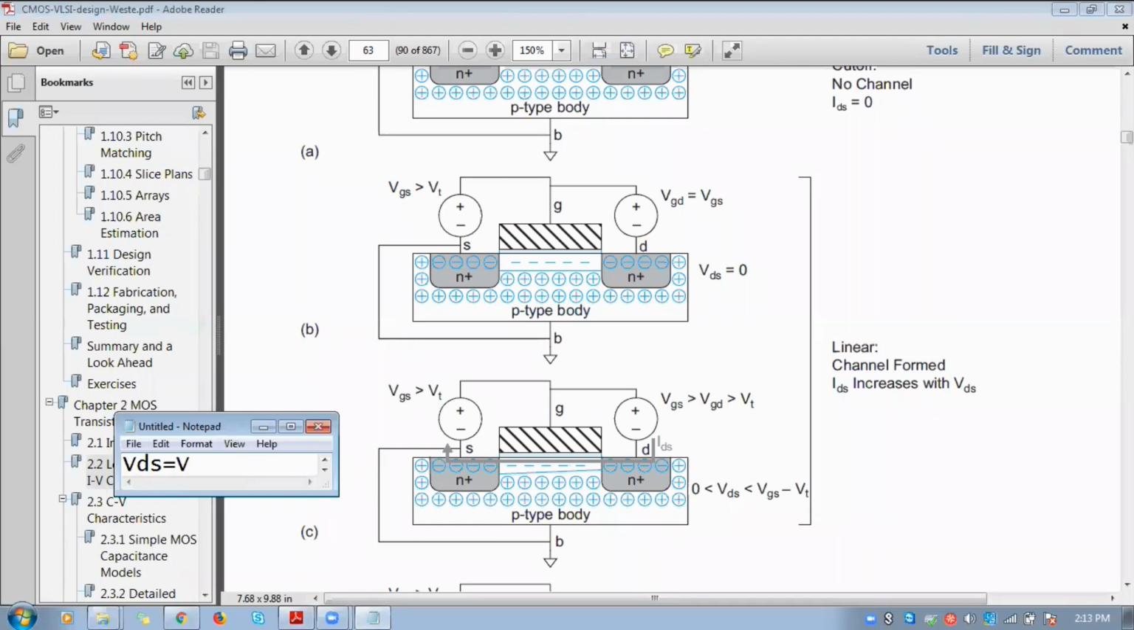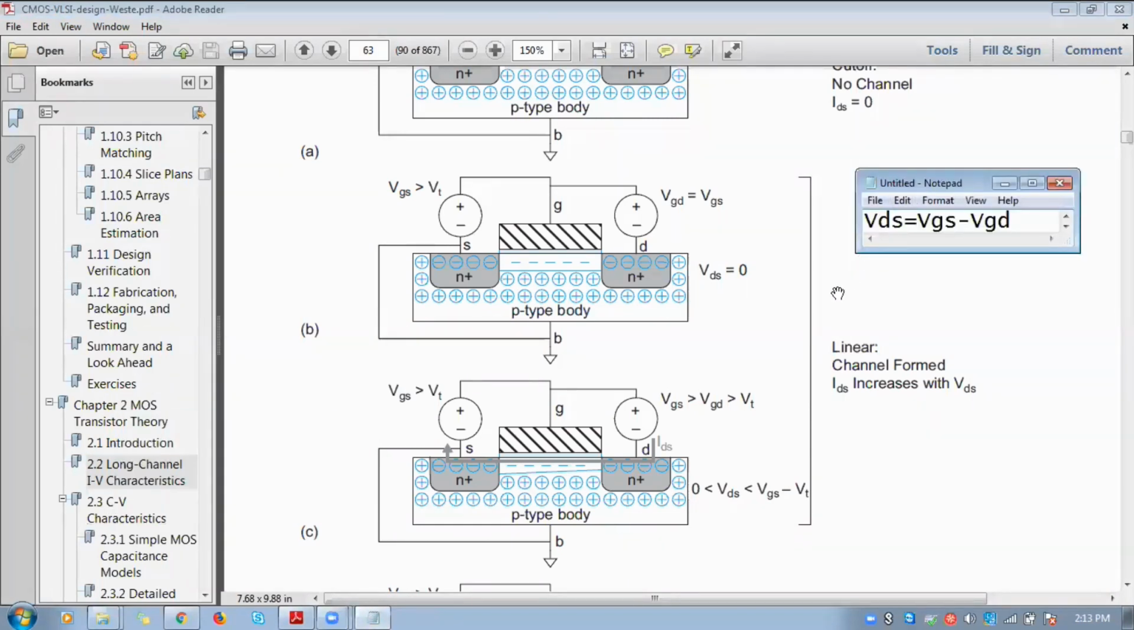VDS equals VGS minus VGD. So this is the main equation relating the drain to source potential as well as the drain to gate potential. Initially, we are going to make VGD and VGS equal. Whatever VGS you are applying at the input, the same value you apply between gate and drain. So due to this equation, when it becomes zero, VDS will become zero. That is, there is no potential difference between drain and source.